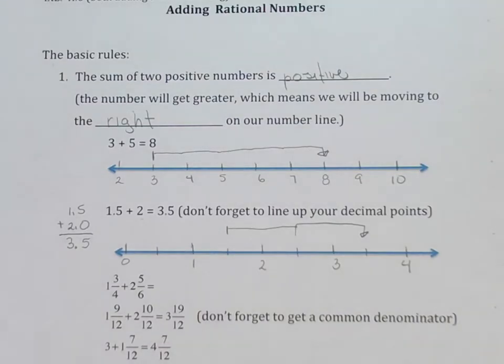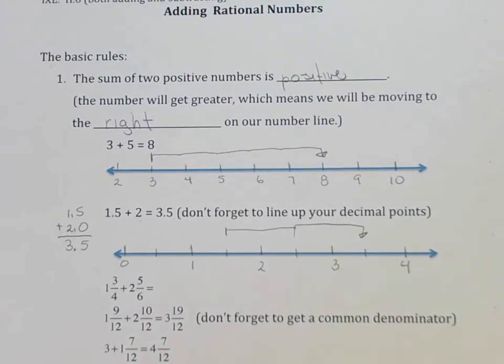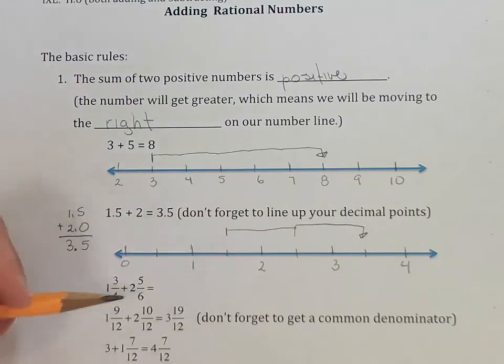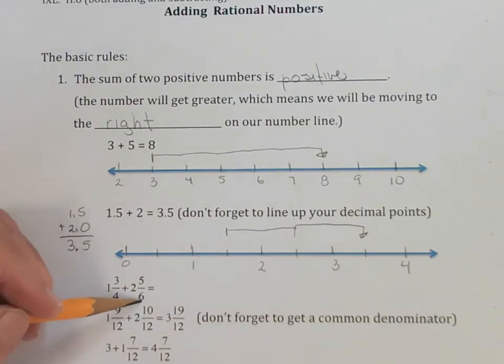For fractions, this is one some of you might need to review. Fractions, don't forget that you need to have a common denominator. So the least common multiple for 4 and 6 is 12. So we multiply 4 times 3, which gives me 12. And then we have to also multiply the numerator by 3, which is 9. 6 times 2 is 12. 5 times 2 is 10.